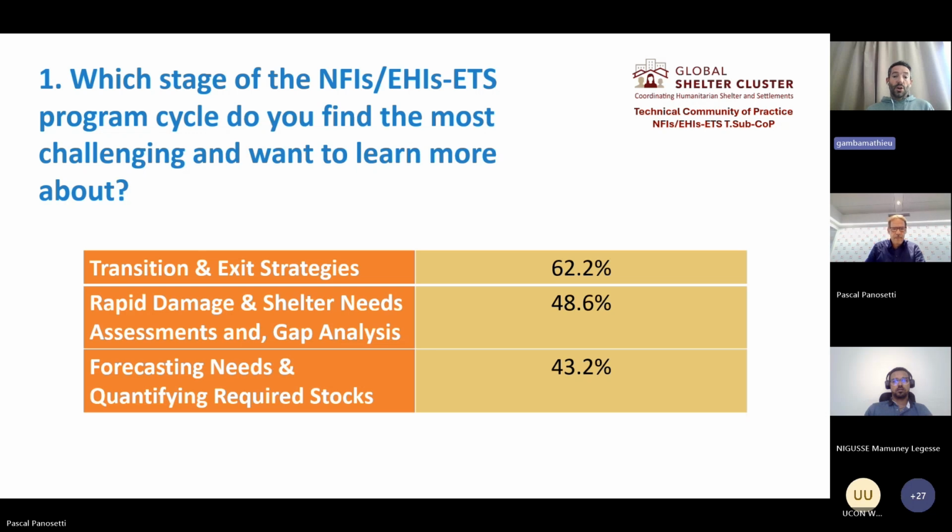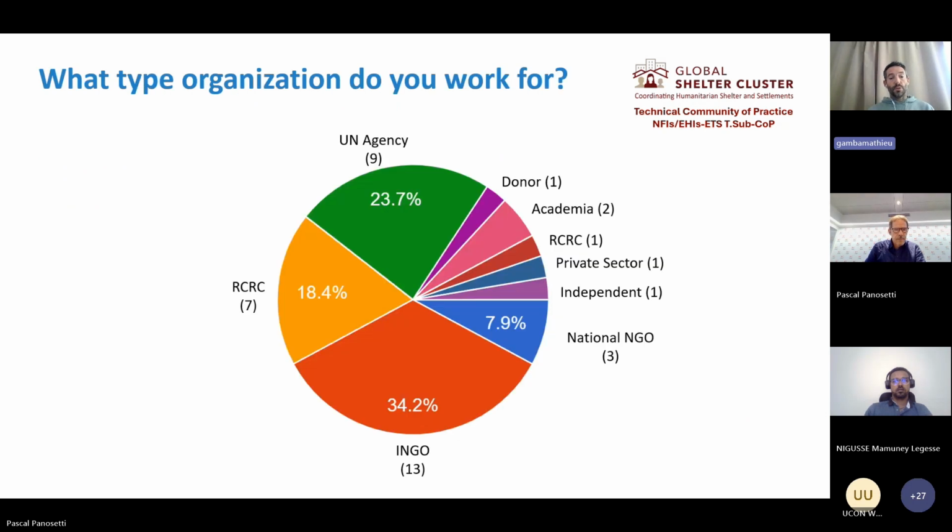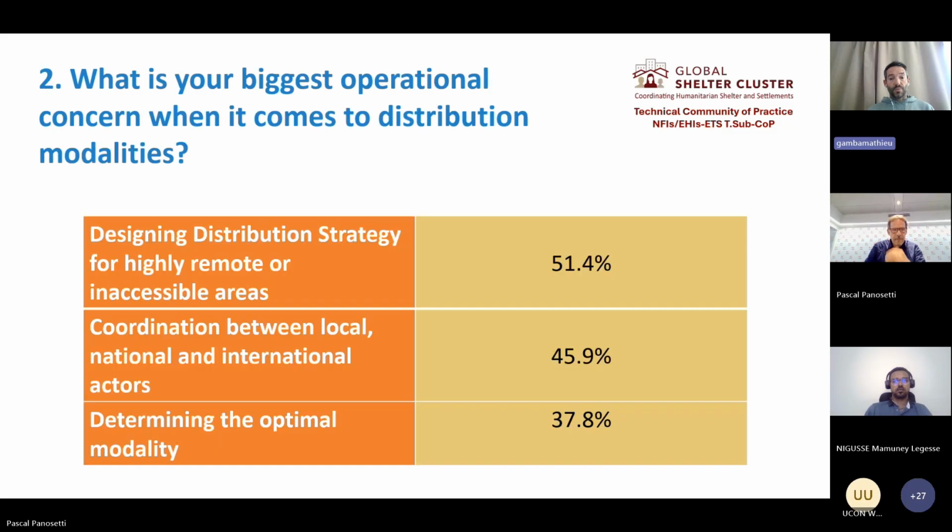The second question was about your concerns related to distribution modalities. More than 50% of people responded designing and distributing distribution strategy for highly remote or inaccessible areas. So very difficult affected areas are one of your priorities.